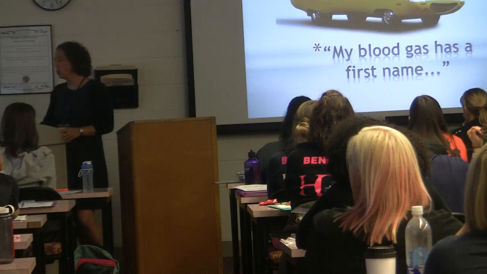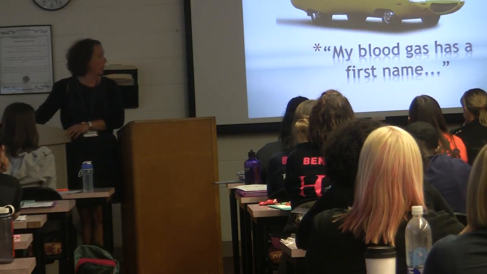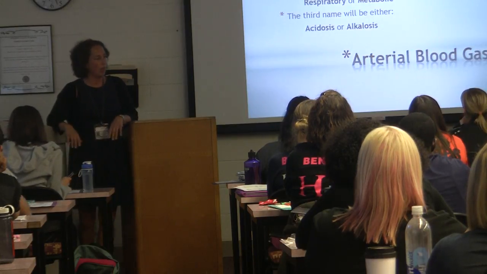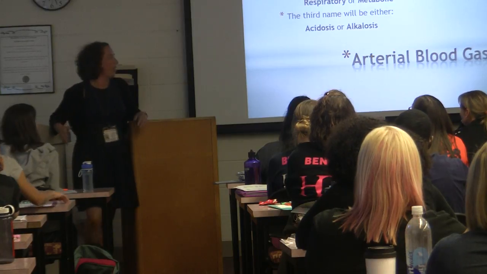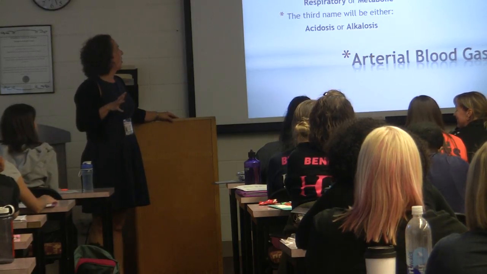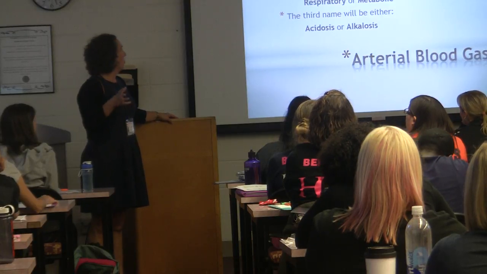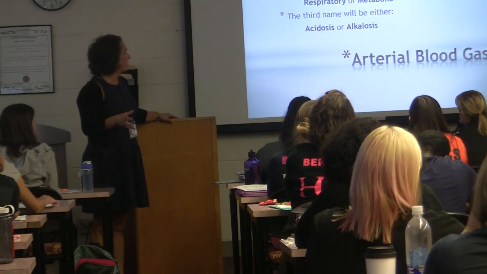There's another way to think about how you're gonna determine what is going on with your blood gas value, which is the three names way, okay? Get it? Okay, so the first name will be either compensated or uncompensated. The second name will be either respiratory or metabolic. And the third name will be either acidosis or alkalosis.